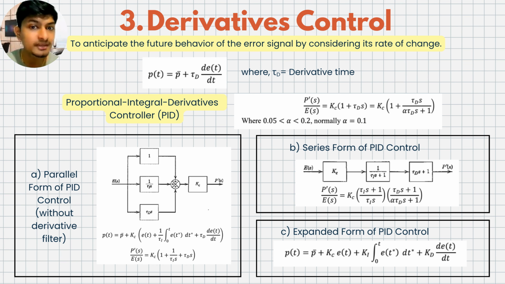Derivative control predicts the future behavior of the error by considering its rate of change. It improves the system stability, reduces overshoot, and provides a smooth response. When the proportional, integral, and derivative actions are combined, they form a PID controller, which is widely used in industrial processes.